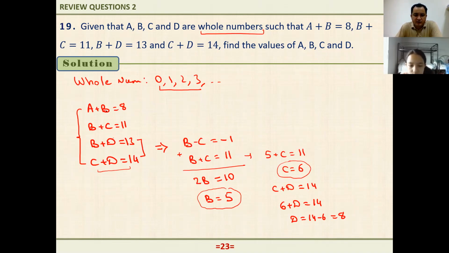And now I can substitute B here. What is B? 5. Substitute here. From here, A plus, what is B? B equals 5. So that's equal to 8. So from here, what is A? A equals 8 minus 5.